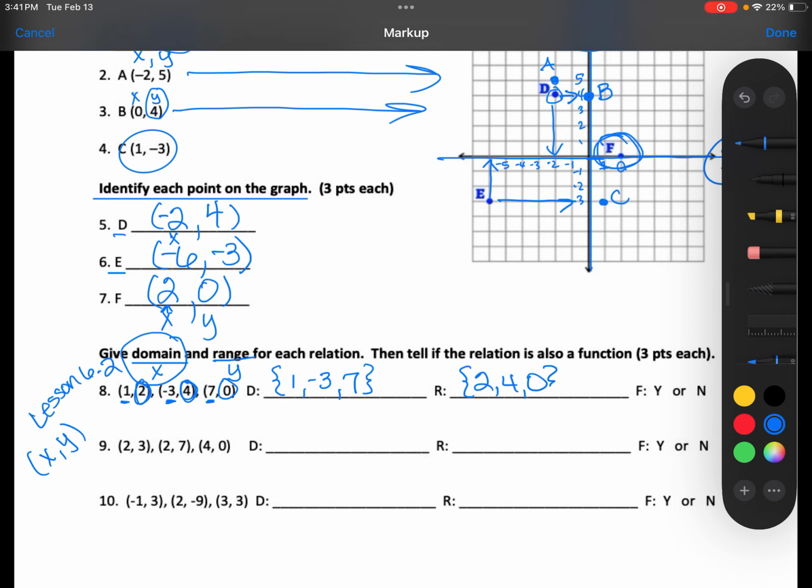Okay, so we're going to do that for number 9 and number 10. The domain for 9 is 2 and 4. Notice that on this one, 2 is written twice, but we only write it once in our domain. We're not going to say it has 2, 2, 4. It's just 2 and 4. And then my range is going to be all these Y's: 3, 7, 0.